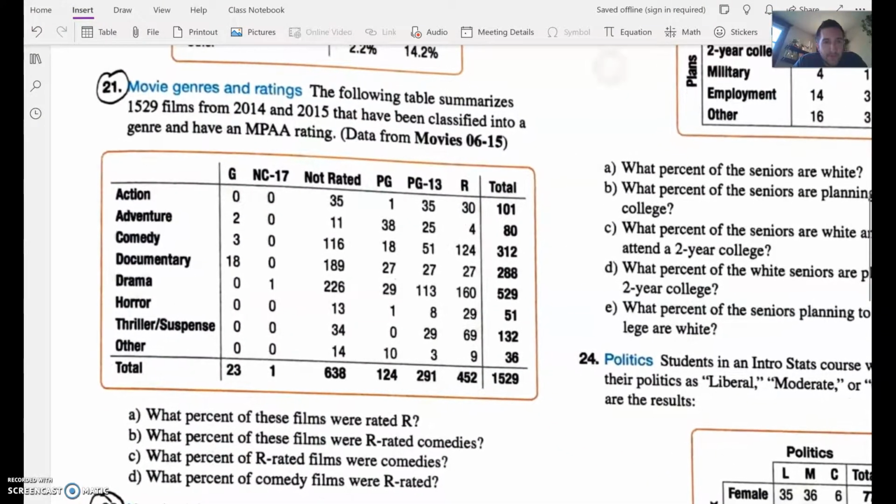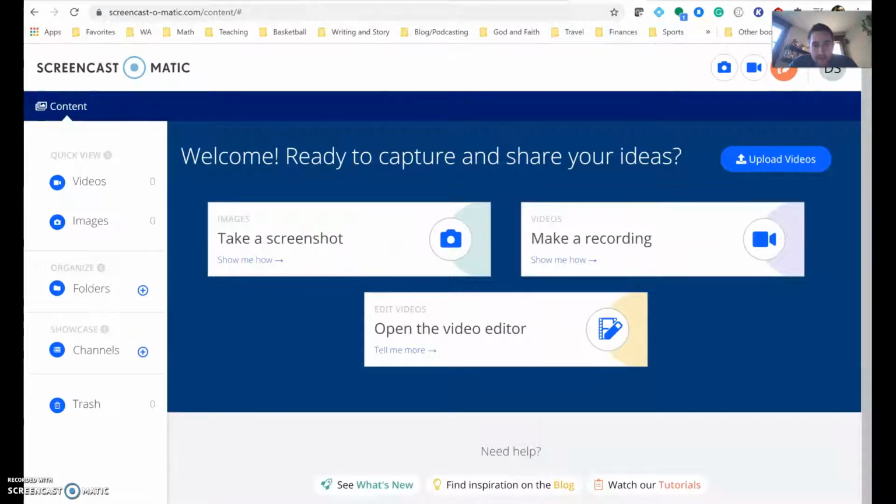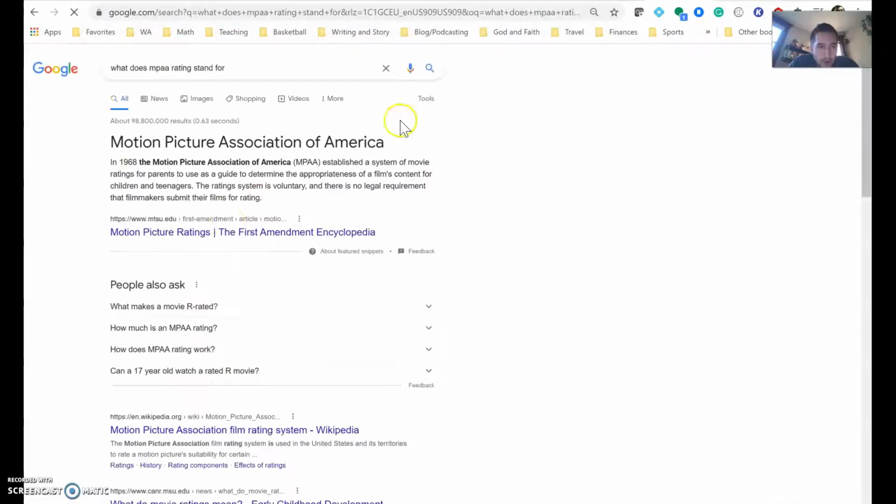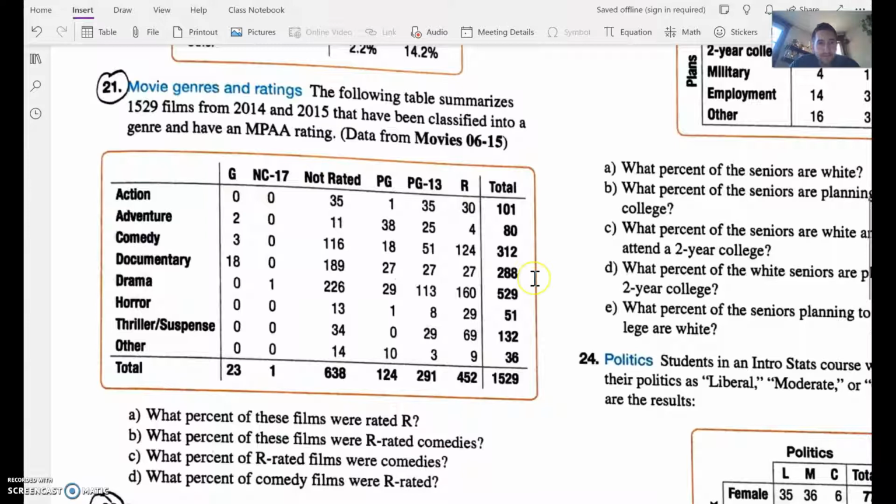Number 21, movie genres and ratings. The following table summarizes 1,529 films from 2014-2015 and classifies them into a genre, and they have an MPAA rating. I've always wondered what MPAA rating stands for. Motion Picture Association of America. If you knew that, give yourself a pat on the back. I just learned something. Okay, so the Motion Picture Association of America gives movies a rating. We know these ratings: G, PG, PG-13, R, not rated, NC-17.